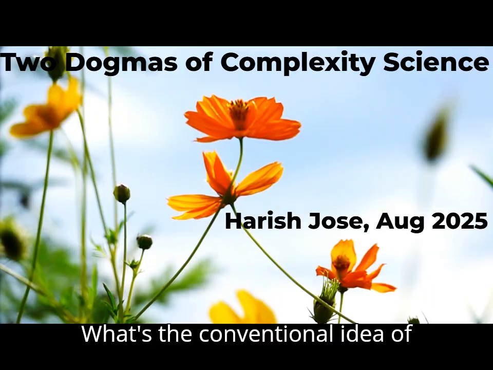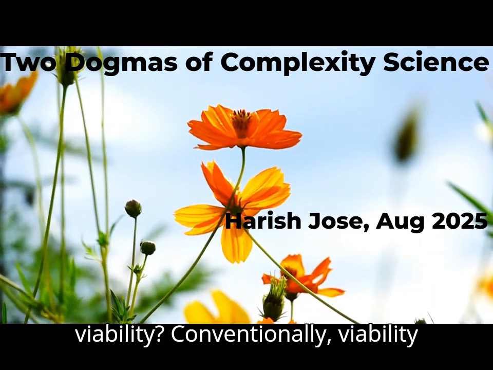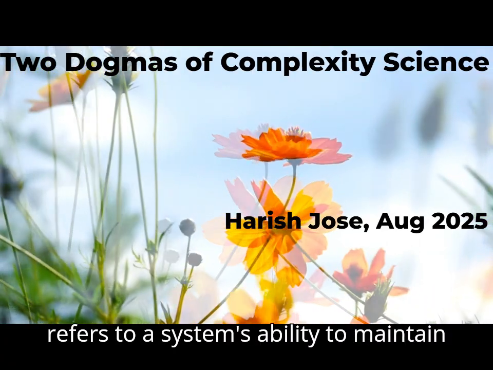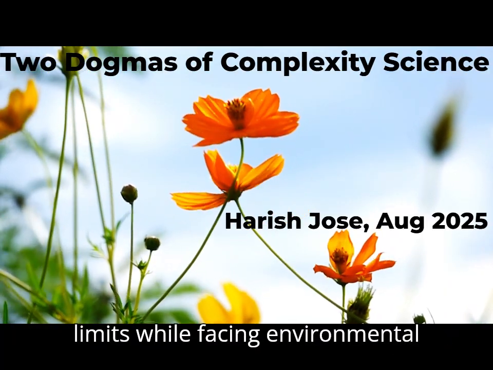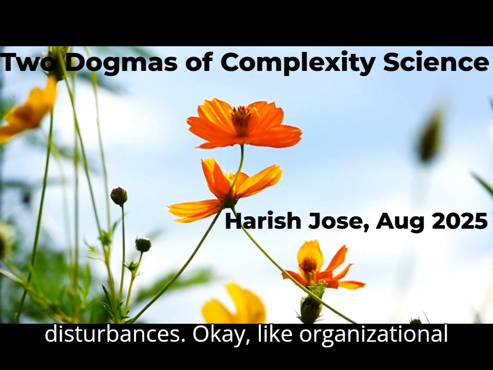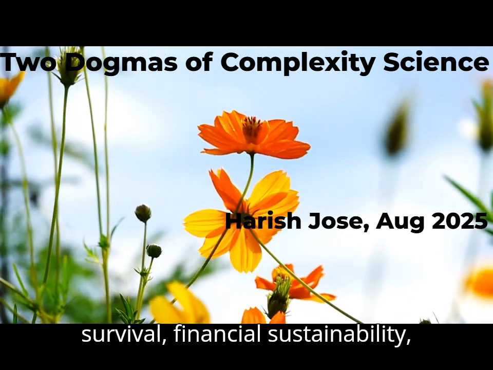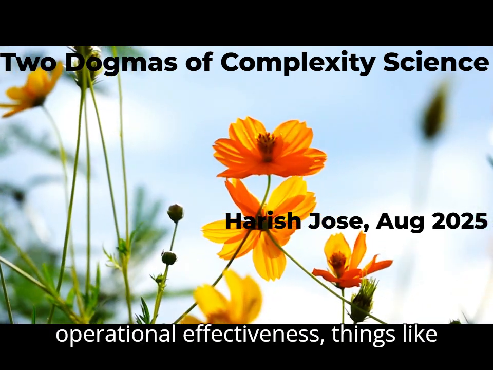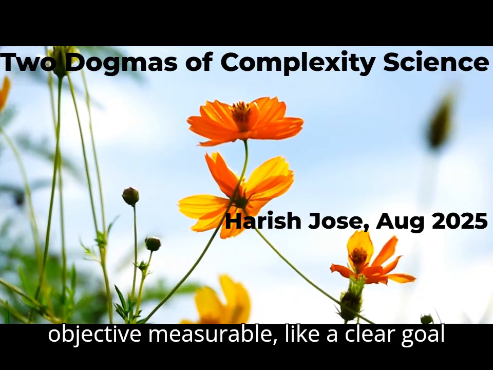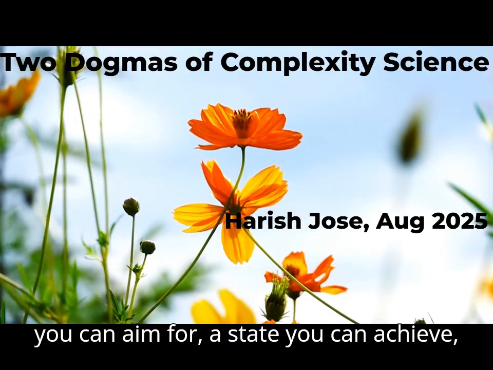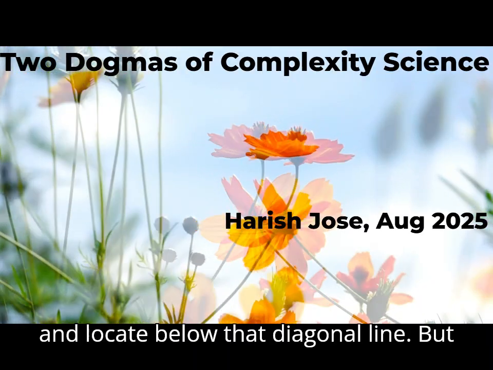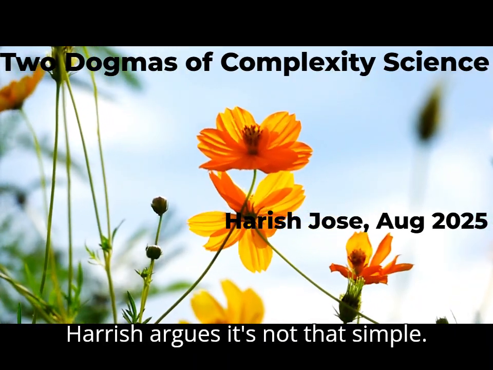Why? What's the conventional idea of viability? Conventionally, viability refers to a system's ability to maintain its essential variables within acceptable limits while facing environmental disturbances. Like organizational survival, financial sustainability, operational effectiveness, things like that. Exactly. Things that sound objective and measurable, like a clear goal you can aim for, a state you can achieve, and locate below that diagonal line. But Harish argues it's not that simple.